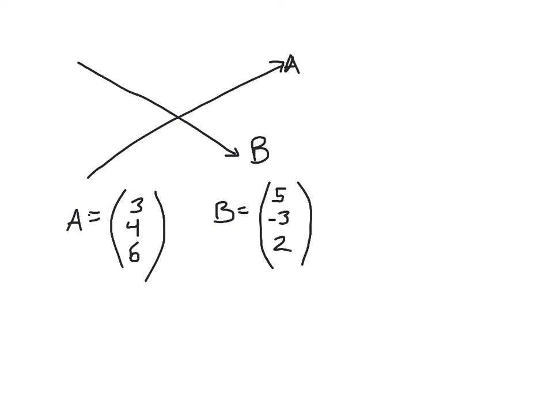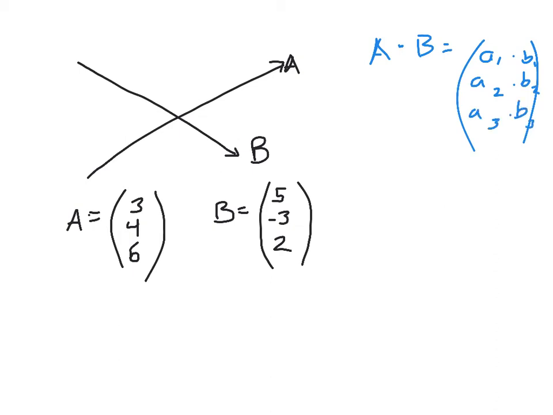Alright, here I have two vectors, and they're given to you in column form, A and B. And what we're going to do with these vectors is multiply them. We're going to find the scalar product. So scalar product, again, A times B, can be written as A1 times B1, A2 times B2, and A3 times B3.